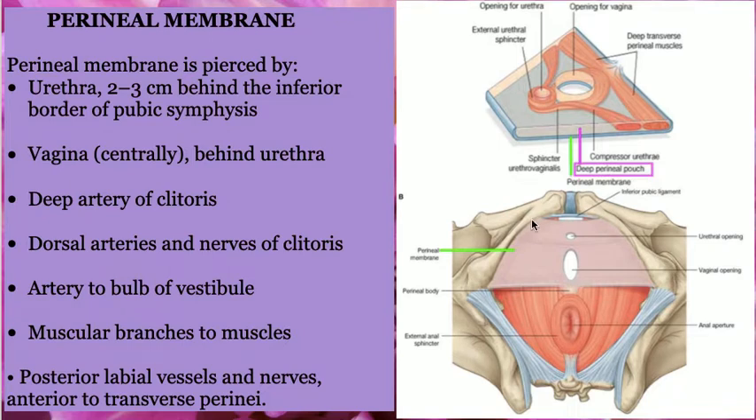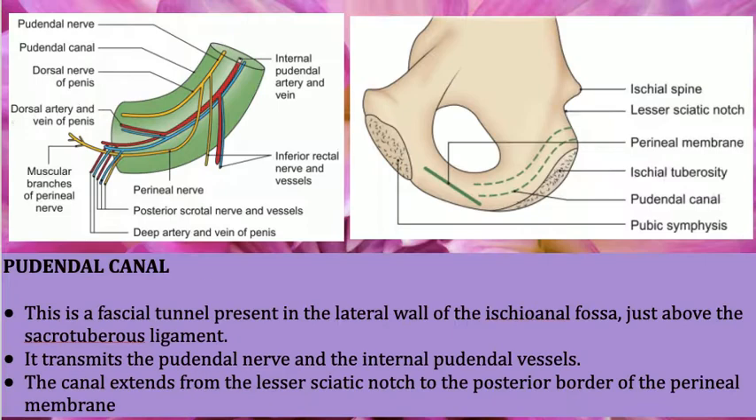Okay, so in case of the female, the perineal membrane is pierced by the urethra, the vagina centrally behind the urethra, the deep artery of the clitoris, the dorsal arteries and the nerve of the clitoris, the artery to the bulb of the vestibule, the muscular branches, the posterior labial vessels and nerves, which are lying anterior to the transverse perineum.